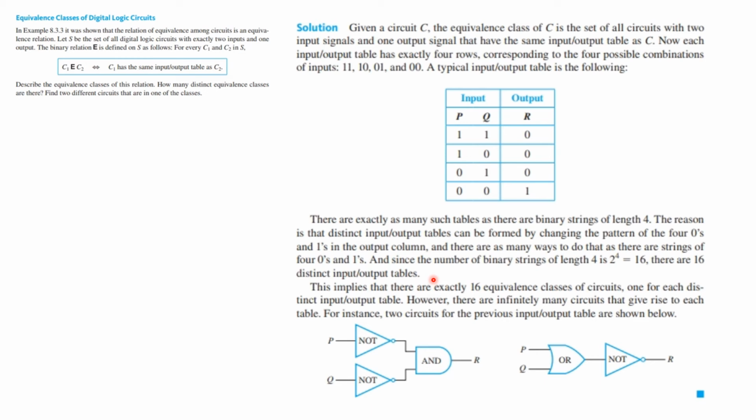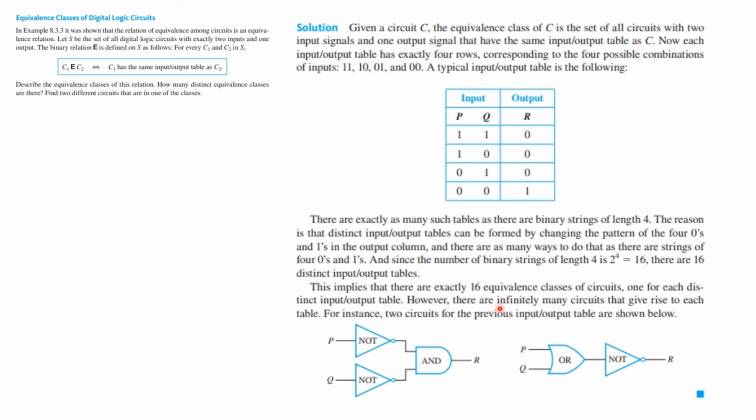Because each one of those can be true or false, but then we're combining them as well, and we have 2 inputs. So there are 2, 2, 2, 2. So there are 16 different ways that you can get the number of binary strings here. So those are distinct input-output tables.